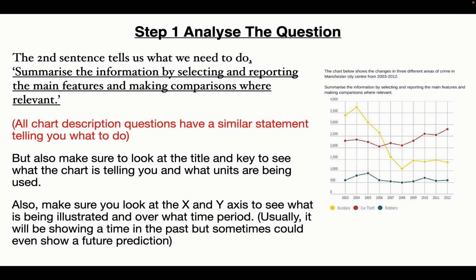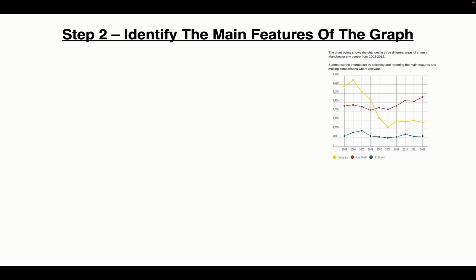But also make sure you look at the title, the key, and look at the X and Y axis, because they can tell you what time period and what units are being used. So usually a chart like this will show something in the past, but sometimes they could even show a future prediction. Step 2, identify the main features of the graph.